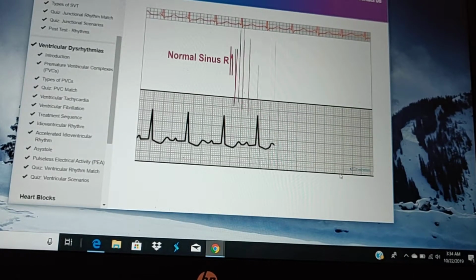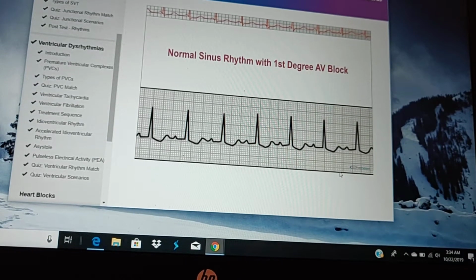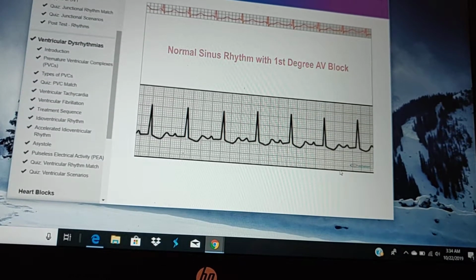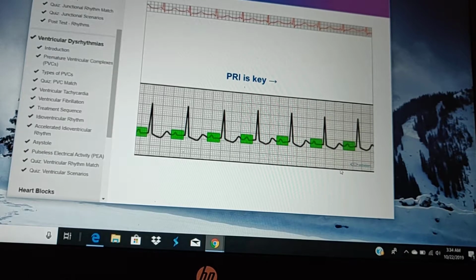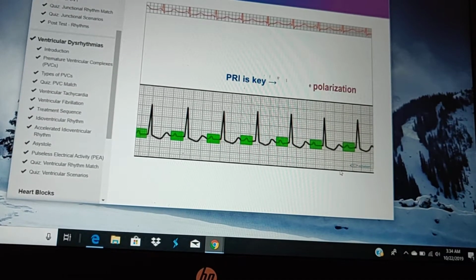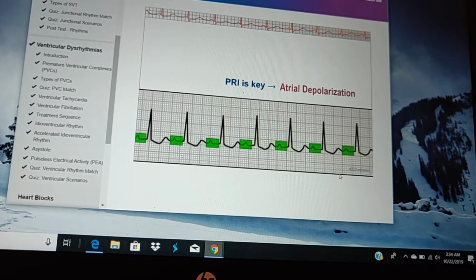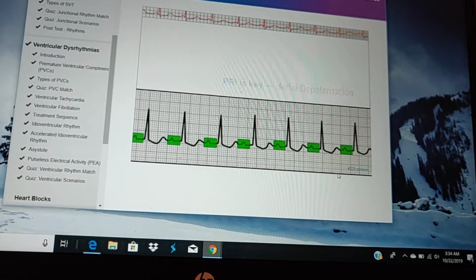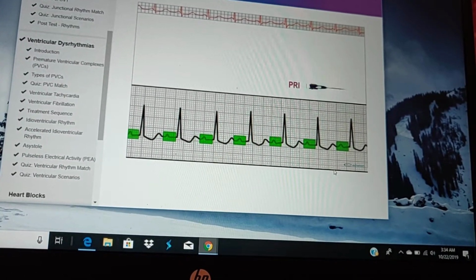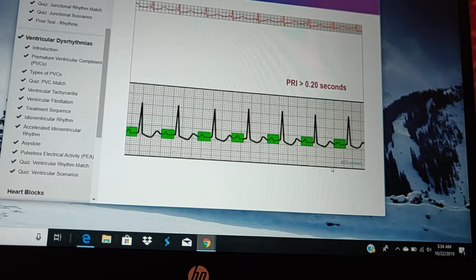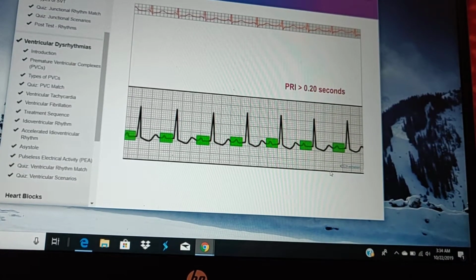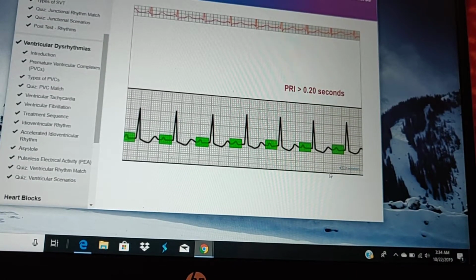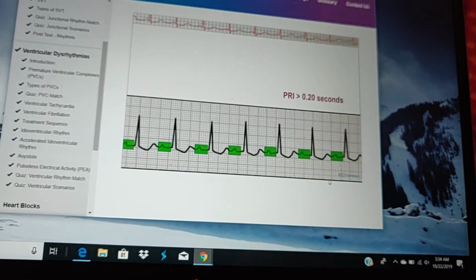When naming a first-degree heart block, you must first identify the underlying rhythm. The PR interval is the key to identifying this rhythm because it represents atrial depolarization through the AV node. This delay prolongs the PR interval to greater than 0.20 seconds, which is really the only thing that differentiates it from a normal sinus rhythm.